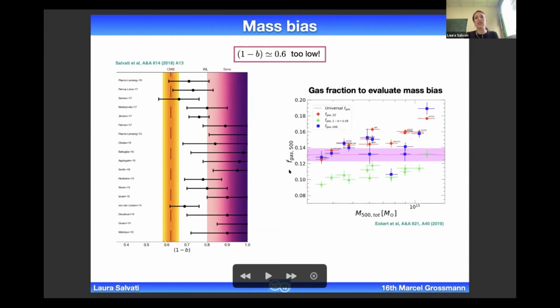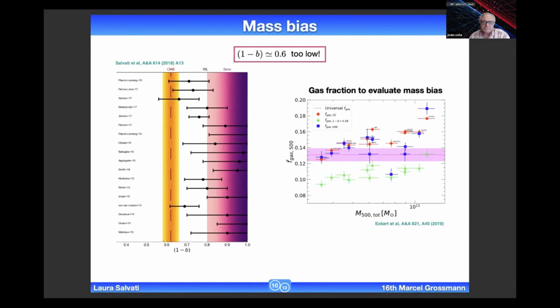So this is even another tension, another fact that the 0.6 value preferred from CMB is really not in agreement with other observations that describe clusters.